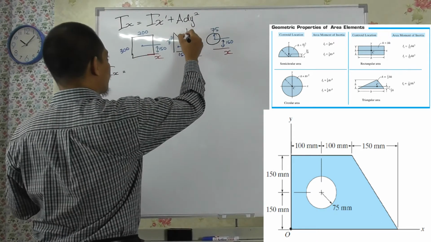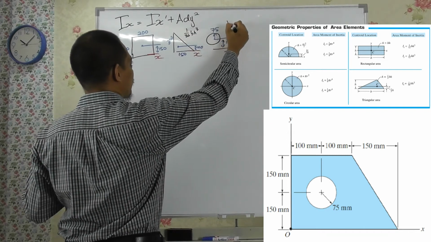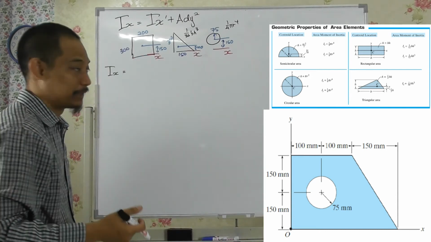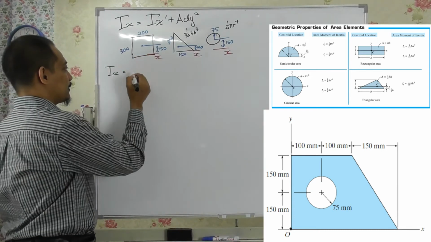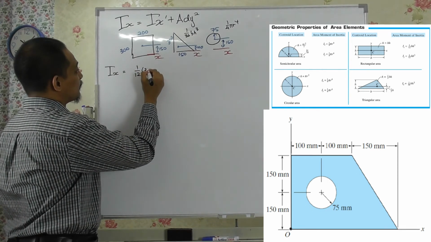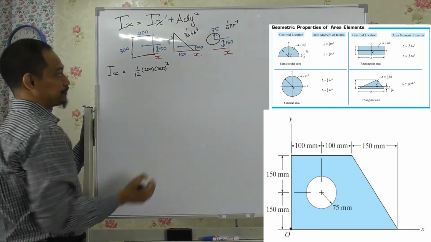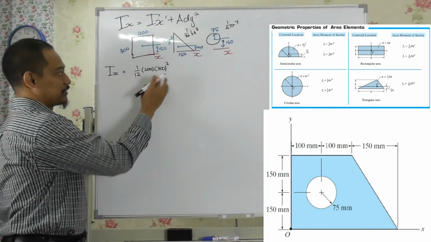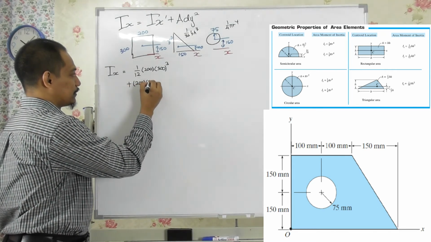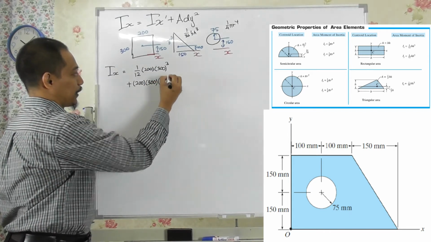Okay, so 1 over 36 BH cube. This is 1 over 4 pi r to the power of 4. Right? So based on that, in this case Ix becomes 1 over 12, 200, 300 cube. That is 1 over 12 BH cube. And then plus area, which is 200 times 300, and then you have 150 square.